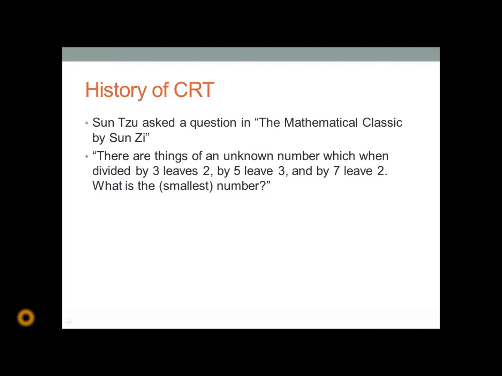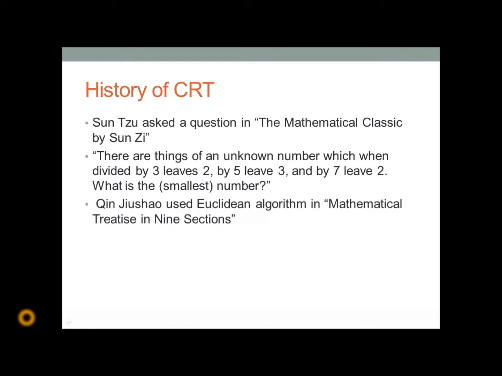So this question has been circulating for about 9 centuries until in 1247, there was this Chinese mathematician called Qin Jiu Shao. He gave the solution in a book called Mathematical Treatise in 9 Sections. In Chinese we call it Shu Shu Jiu Zhang.